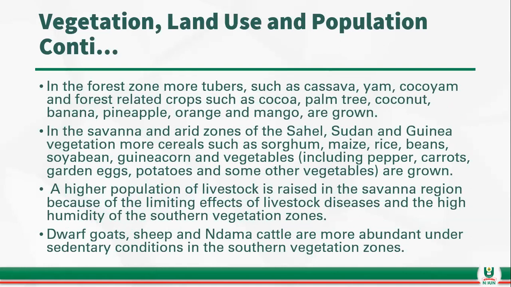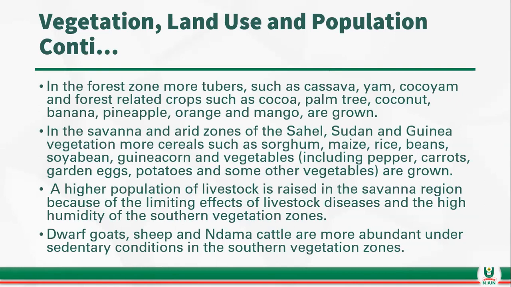More tubers such as cassava, yam, cocoyam, and forest-related crops such as cocoa, palm tree, coconut, banana, pineapple, orange, mangoes are all grown in most of the forest regions. Some people who live around Oyo, around Ondo regions, most of them farm cocoa, because these are more of forest zones. So you now see cocoa plantations taking over hectares of land in those areas.